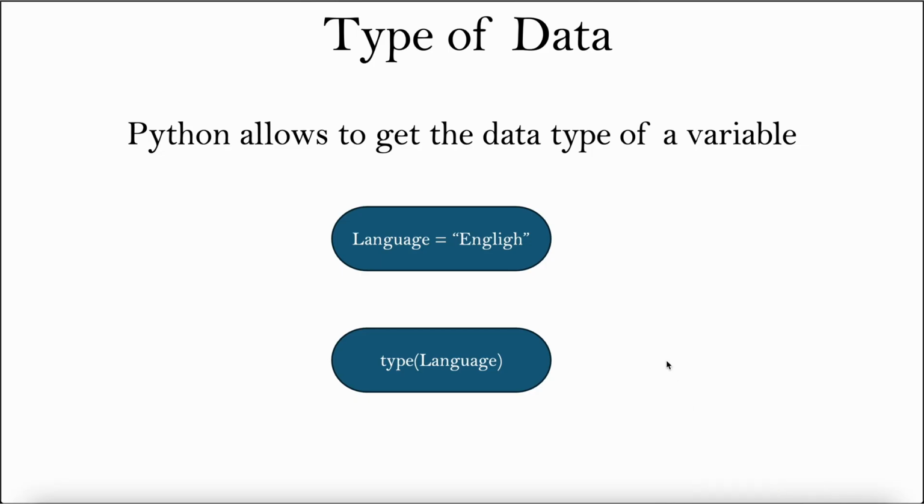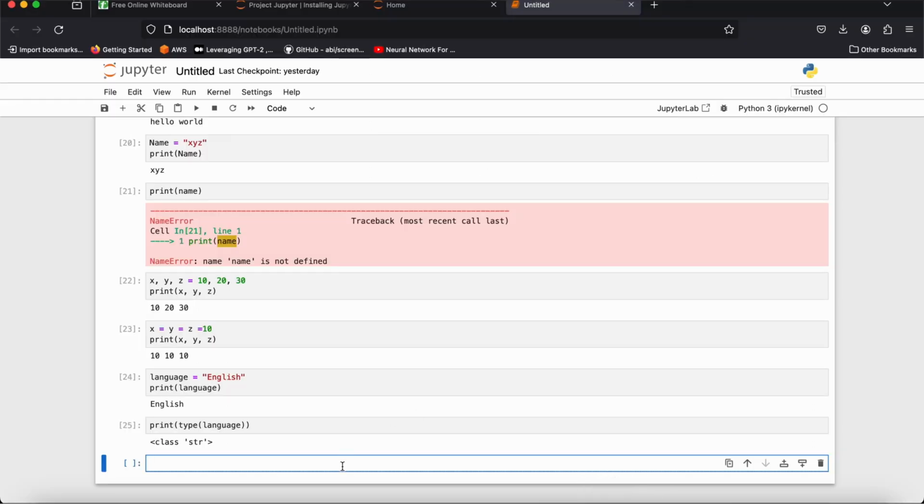So that is what we mentioned here. If you do type of language, you can see str, which means string. If you remember, in the first class we mentioned that whatever we put inside quotation marks in Python will behave like a string. Even if you put a number, it will also behave like a string. Let's say I have x equal to 10, but this time I put the 10 inside quotation marks.